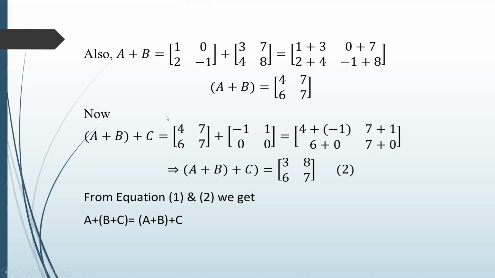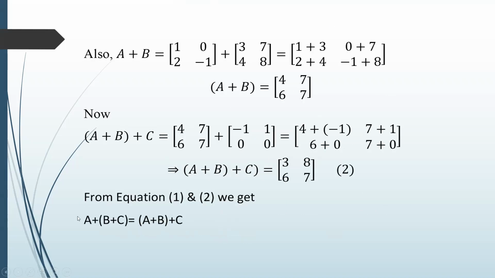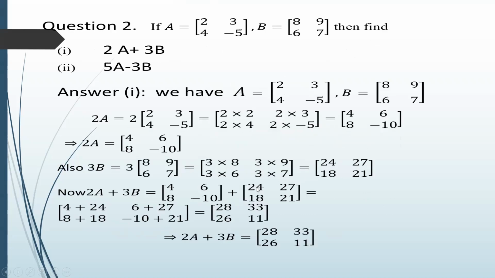And from equation 1, we have also 3, 8, 6, 7. So it means both equations are equal. So this proves that A plus B plus C is equal to A plus B plus C. So is this question clear to you? Okay. Now we go for question number 2.